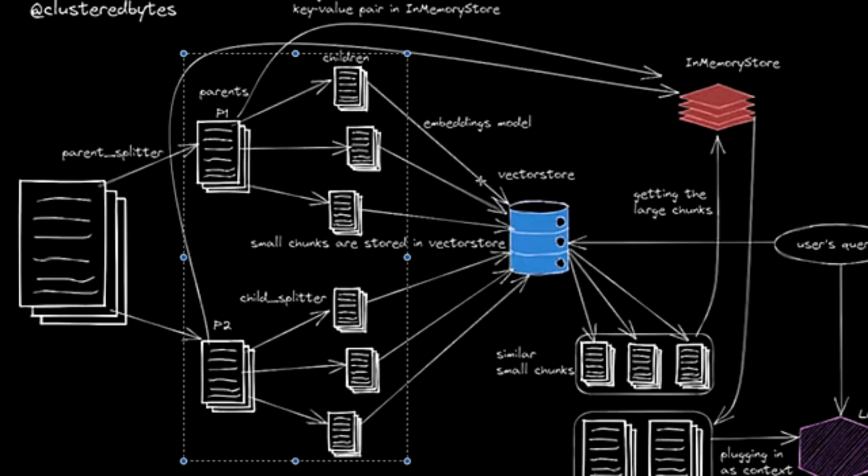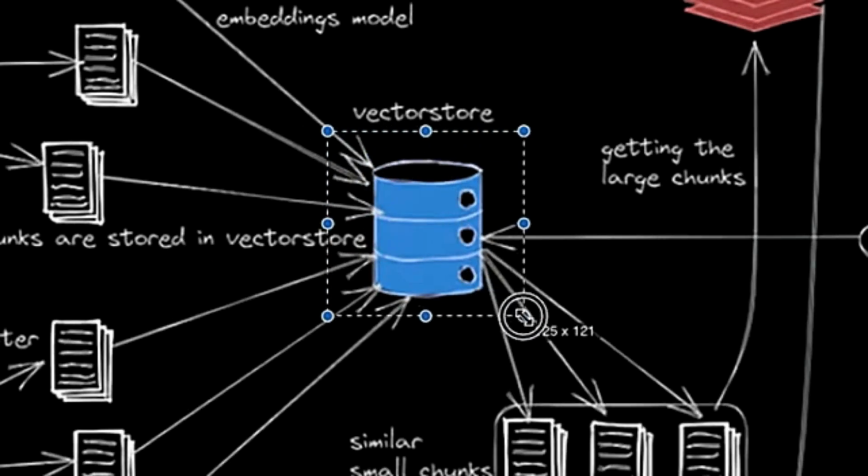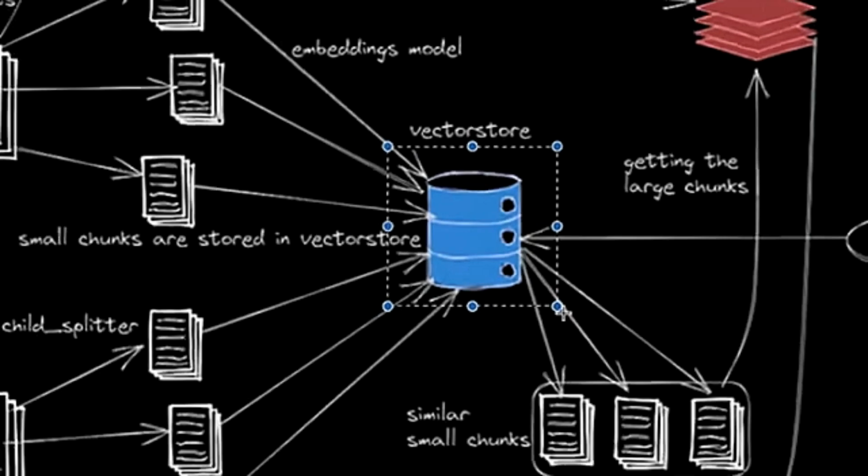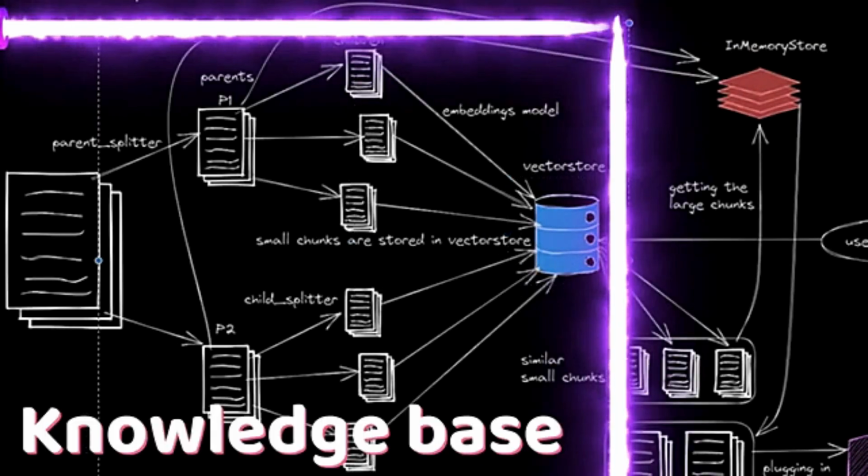Normally, you store these embeddings along with the original chunks in a vector store. However, you don't actually need a vector store in most cases. I'll show you how to achieve this without using a vector store. Now, this part is called the knowledge base creation part.